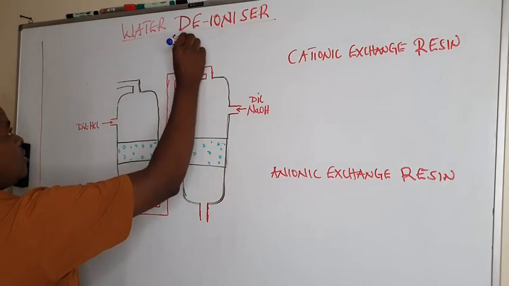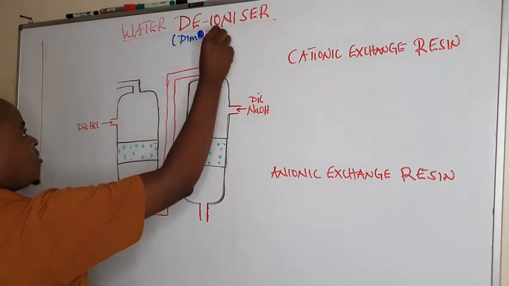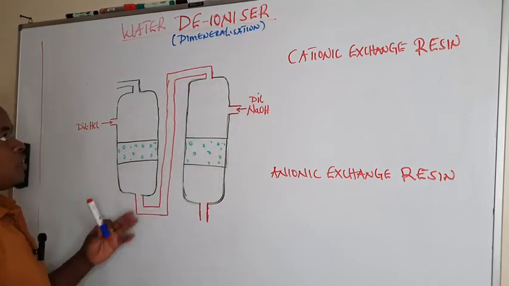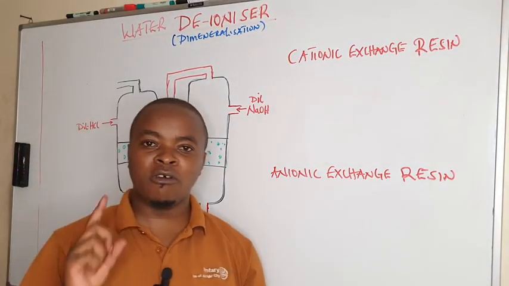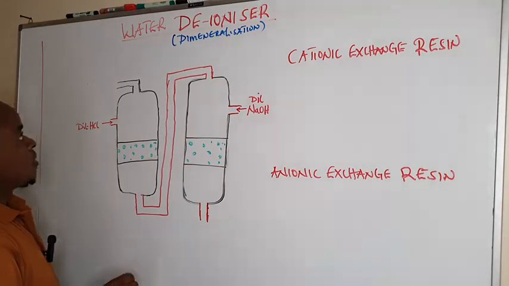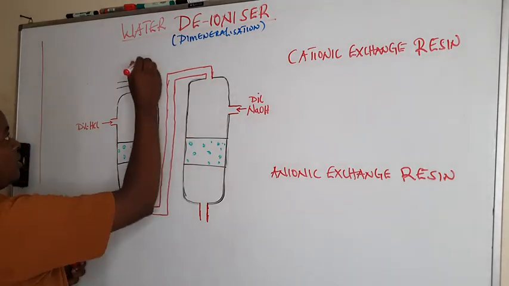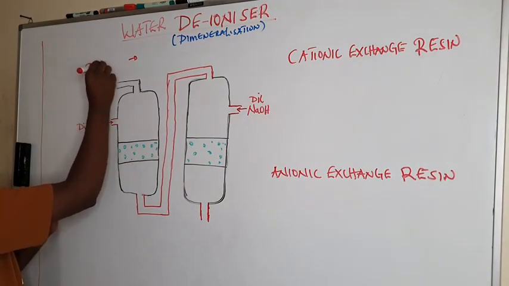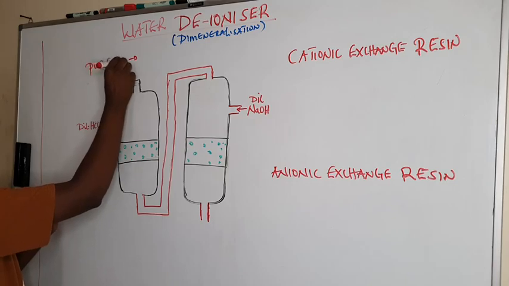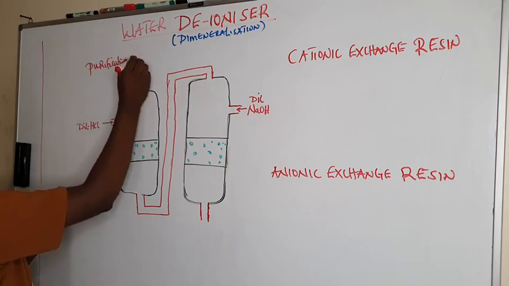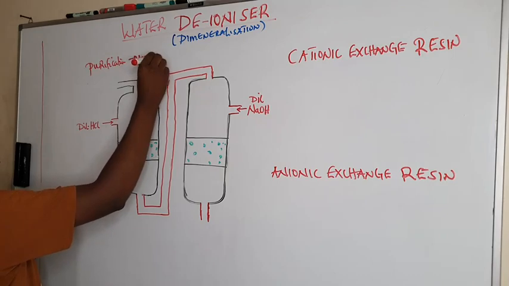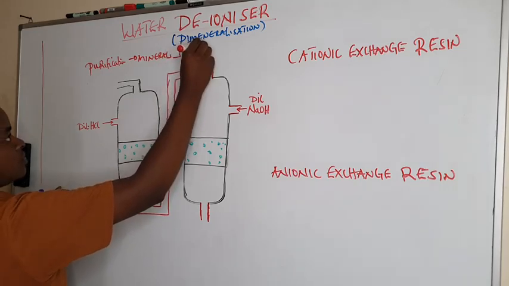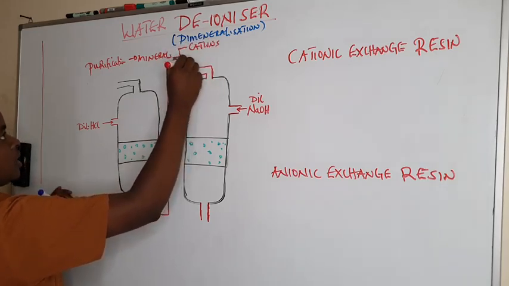So its other name, we can call it demineralization, because this method looks at the removal of minerals. That is what we are calling a water deionizer. So it is responsible for water purification, but only it looks at removing minerals from water. And minerals include cations, it includes anions.